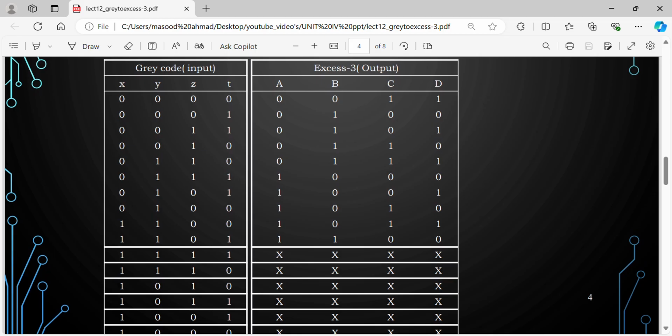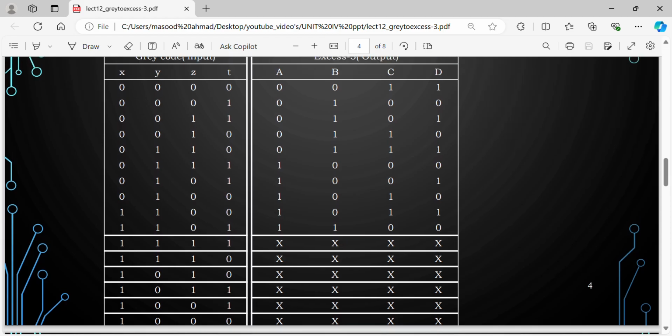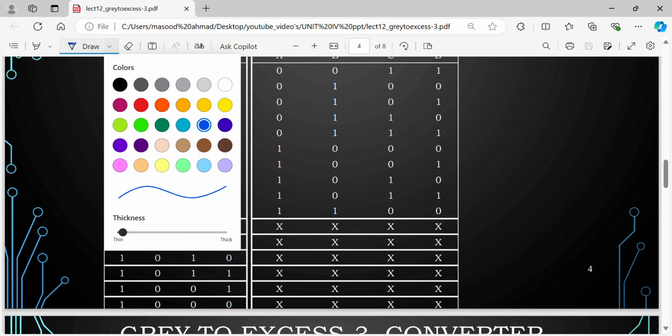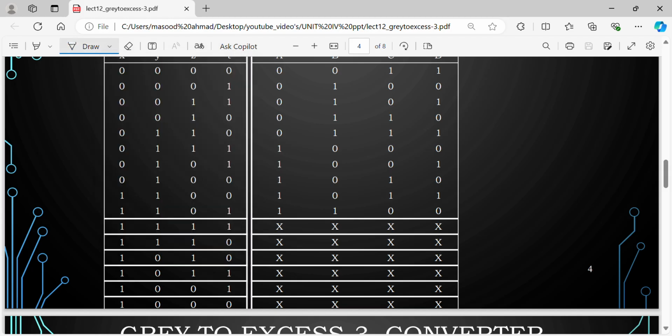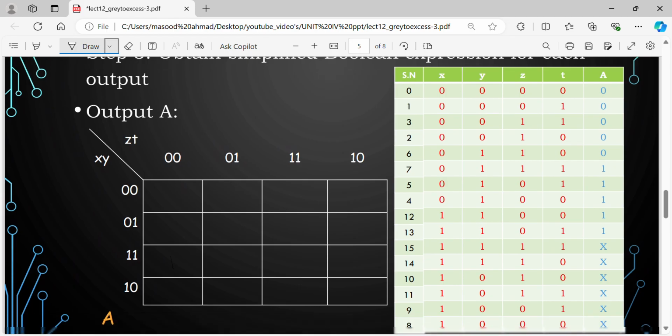In XS3 code, it starts with 3 and ends with 12. Anything beyond that, which is greater than 12, is invalid. So for those invalid outputs, we consider them as don't cares in the K-map to simplify the expressions. Now step 1, the truth table, is done. Now we are looking at the input-output relations.